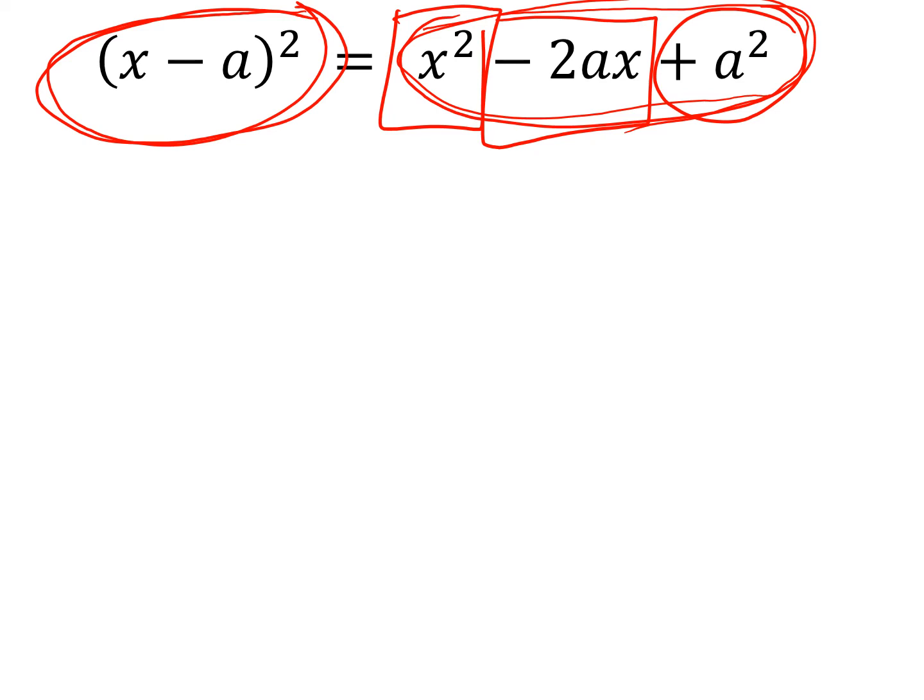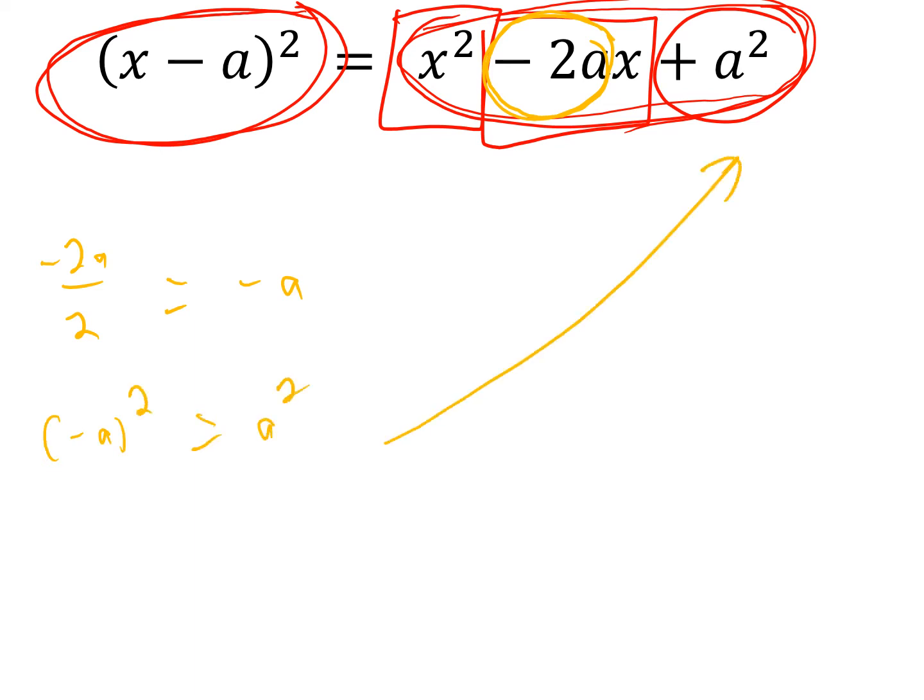You look at the number in front of the x. In this case, the number in front of the x is negative 2a. There's a negative. We're going to need to use the negative, but check it out. If you take the negative 2a and you divide it by 2, using the same rule we had before, you get negative a. And then if you square the negative a, notice that the negative goes away, you get a squared, which is the number over there.